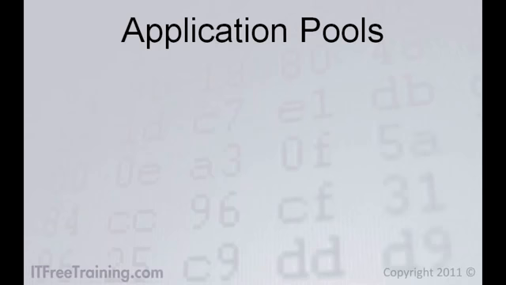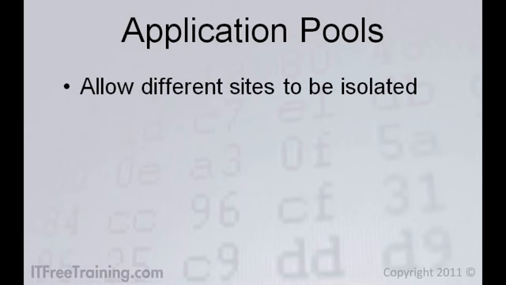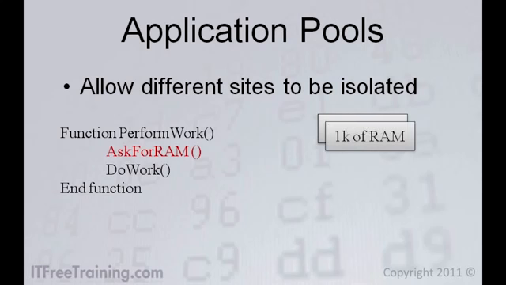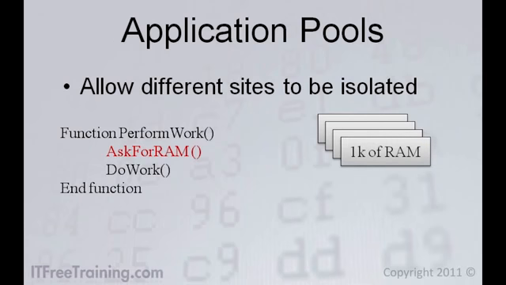Application pools in ISS allow for different sites and web applications to be isolated from each other. To understand the importance of this, consider this example. The function here, each time it is run, asks for RAM to be allocated to it. The first time the function is run, the operating system allocates 1 KB of RAM to the function as requested. The second time the function is run, the operating system again allocates 1 KB of RAM to the function as requested. The third time, the same thing. Notice that by the fourth time the function has run, the operating system has allocated 4 KB of RAM to the function. The function should be giving the RAM back to the operating system when it is finished.